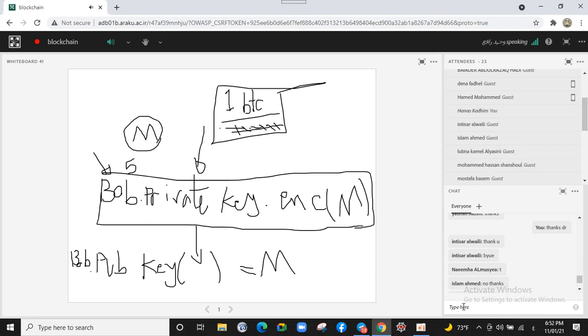Let me find the related Python code. EC. Okay. EC is stronger than RSA, yes, and that is the reason that in Bitcoin EC is used, not RSA.